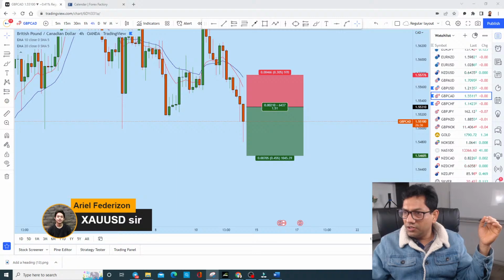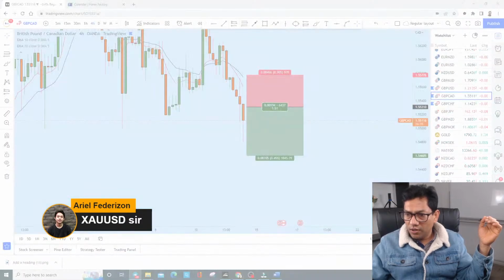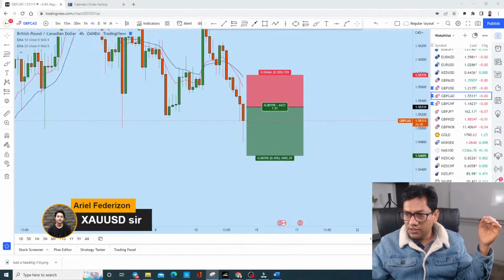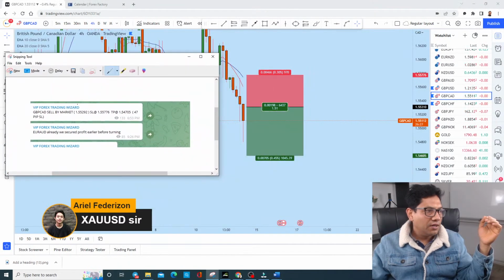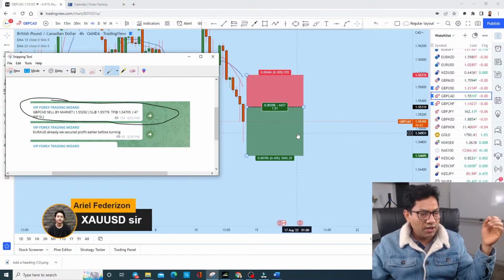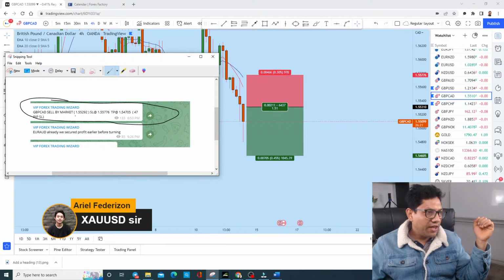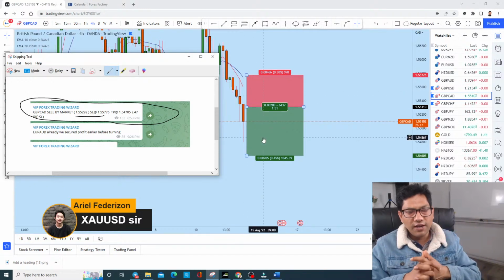So after today's news announcement, you can see that this GBPCAD trade signal was sent to our VIP students with a clear explanation. I'll explain why I have taken this trade, and then you can learn from it. You can grow as a trader.